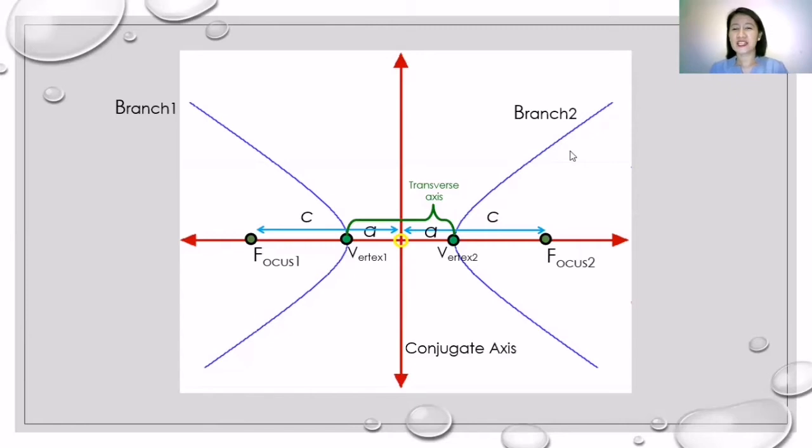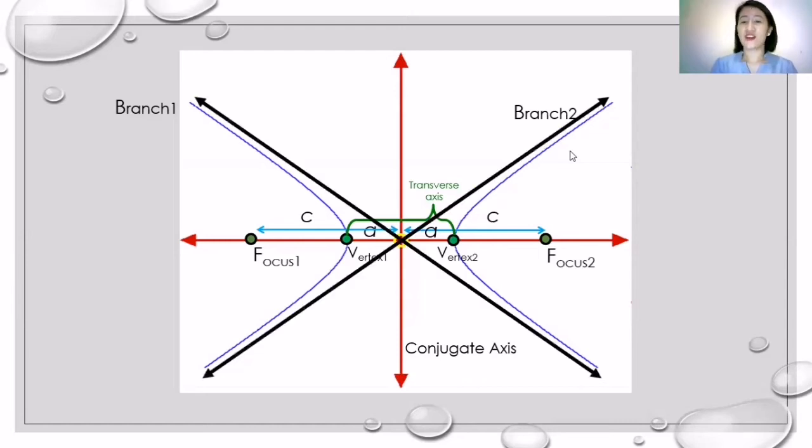So we have two branches. We have branch 1 and branch 2. That is for the two parabolas that make up the hyperbola. And then we have the conjugate axis. Now, the conjugate axis is actually the axis which is perpendicular to, or that passes through, the transverse axis. So if your transverse axis is lying on the x-axis, then your conjugate axis will now be lying on the y-axis. So I still have to reiterate that the center that we'll be using will still be the origin.